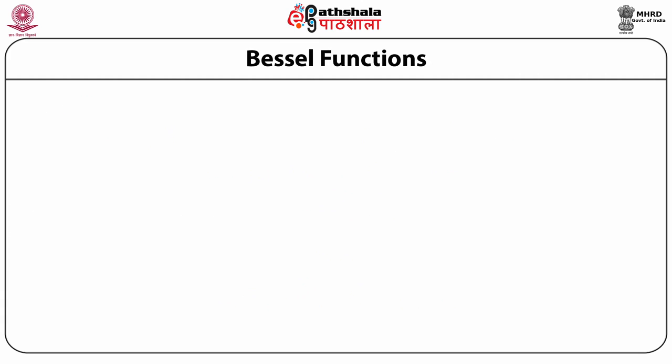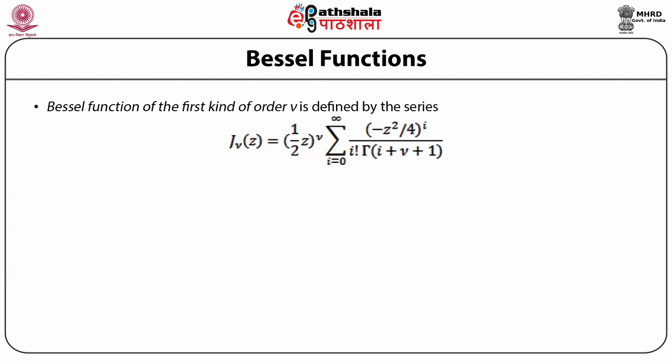We now define the Bessel function of the first kind of order nu to be the function defined by the series J_nu of z is equal to (z by 2) raised to power nu into summation over i going from 0 to infinity of (minus z square by 4) raised to power i divided by i factorial into gamma of (i plus nu plus 1).